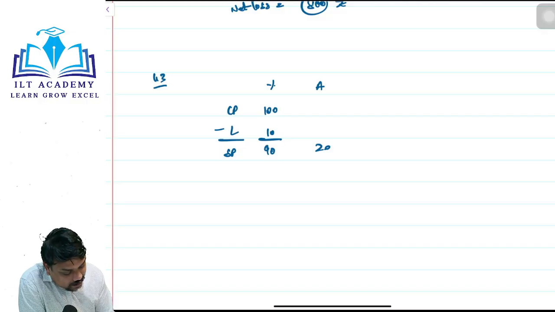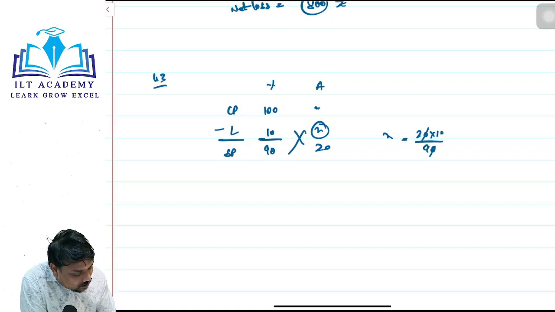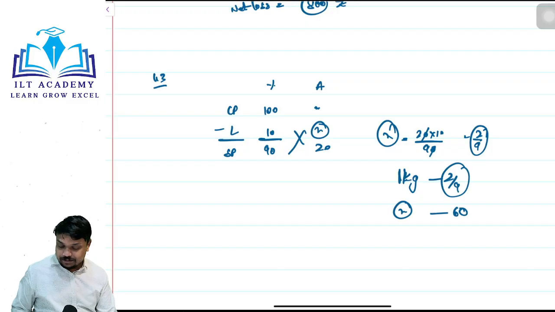So here can I calculate this part? I'll keep loss only. Okay, I need loss on this. If I do 20 into 10 divided by 90, that will be my x. Zeros cancel, which is 2 by 9. For 1 kg I am suffering a loss of how much? 2 by 9. Any doubts? For x kgs, my loss is how much? 60.